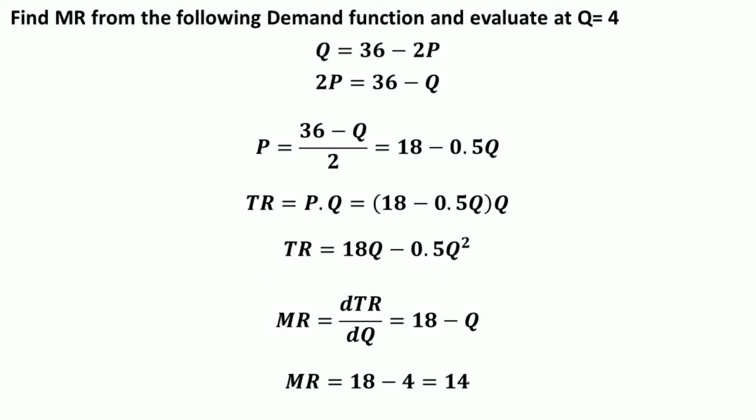Once we have the total revenue function, we can find the marginal revenue by taking the first derivative of the total revenue function with respect to q. If you take the first derivative of total revenue with respect to q, then the marginal revenue will become 18 minus q. Now we want to evaluate the marginal revenue function at q is equal to 4. Substituting q is equal to 4, marginal revenue will become 18 minus 4, which is equal to 14.